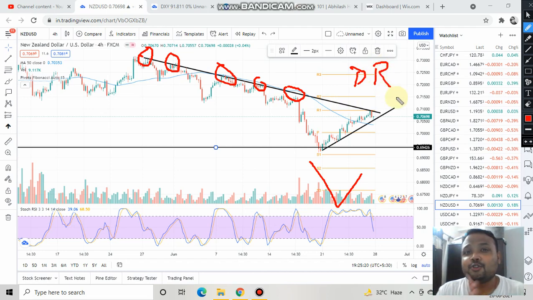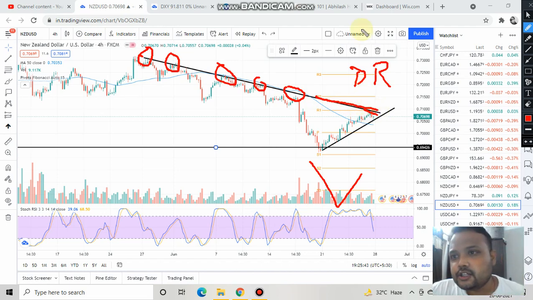Therefore, what should be a strategy for Monday? For Monday, let the market open and just see how the price reacts. Okay. So looking at the present structure of the market, if we look at the present setup of the market, then there is a good possibility that market will cross this level, this resistance level. And in case market crosses this level, then it's a buy call.